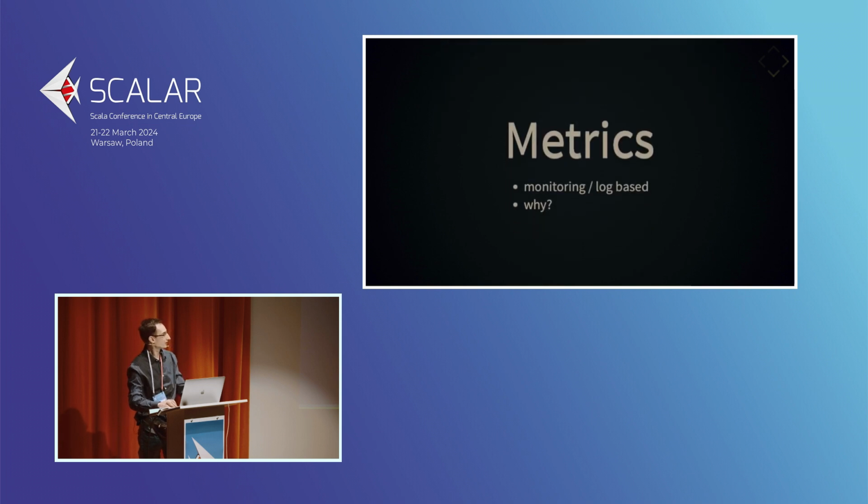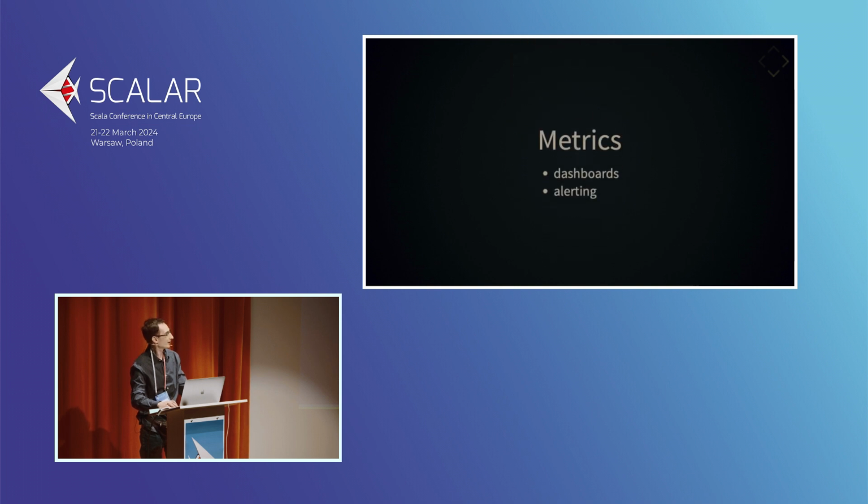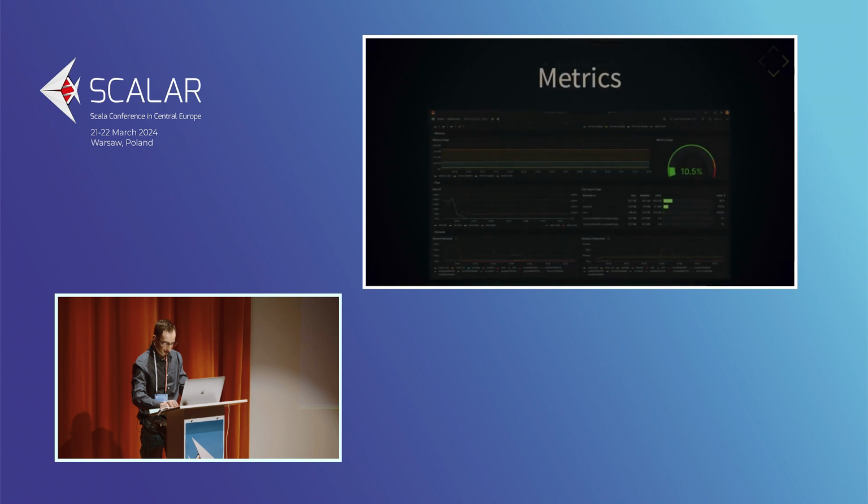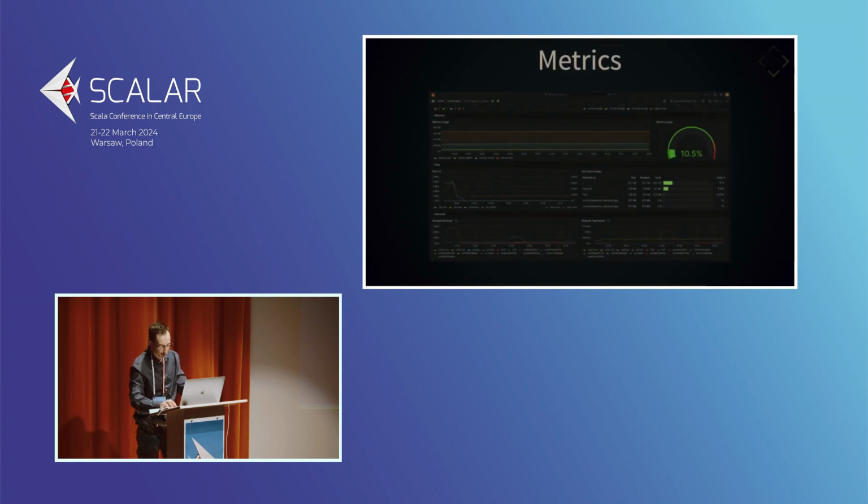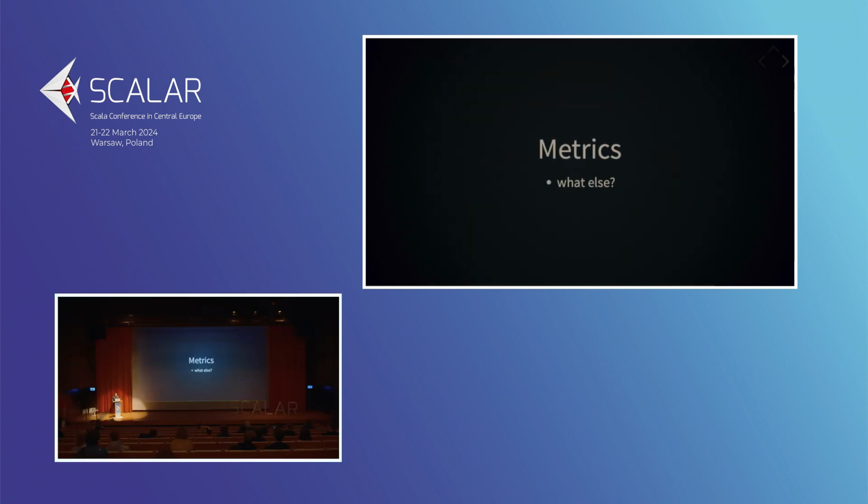Okay, so we have metrics, we have logs, but why? Maybe we would like to have nice dashboards, maybe automatic alerting, so if something goes wrong, you get an email or something. Yeah, this is an example of a dashboard in Grafana, but maybe also for something else. It's not limited to just alerting and dashboards.